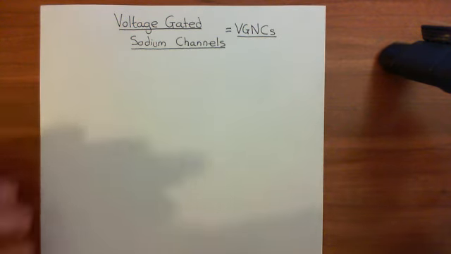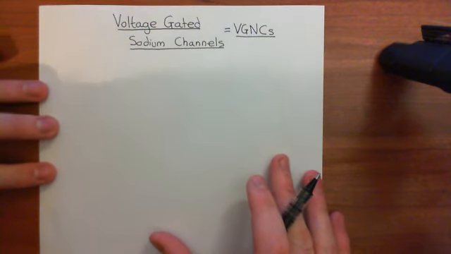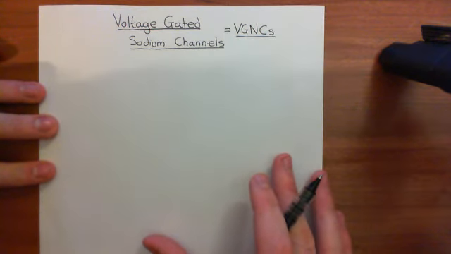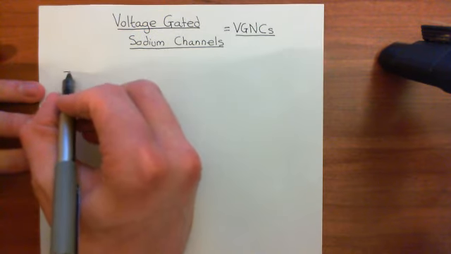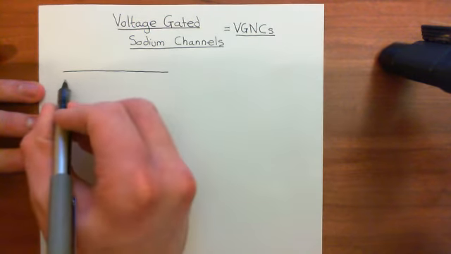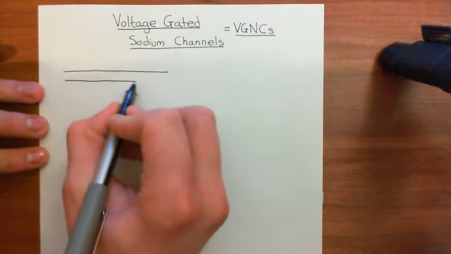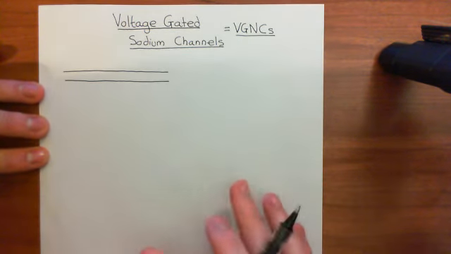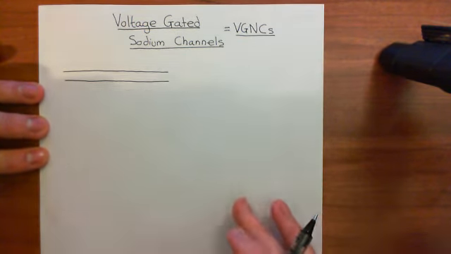So, let's start off with the motivation for studying voltage-gated sodium channels in detail, which is to understand the action potential. In order to discuss the action potential, what we firstly need to discuss is the concept of electrical potential difference across the cell membrane. So let's start off with that.